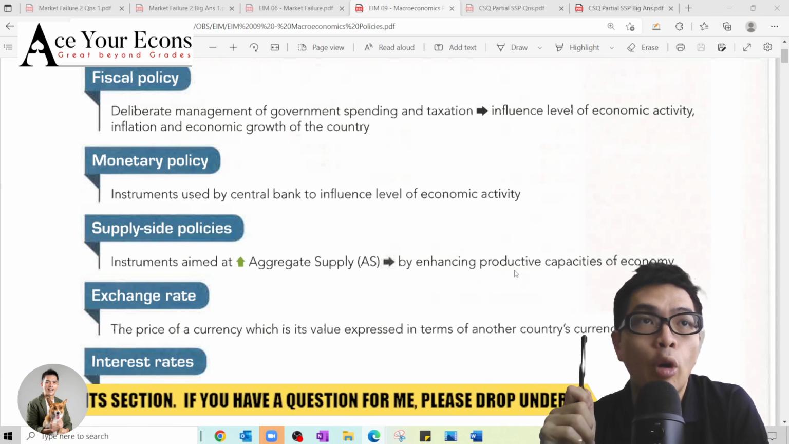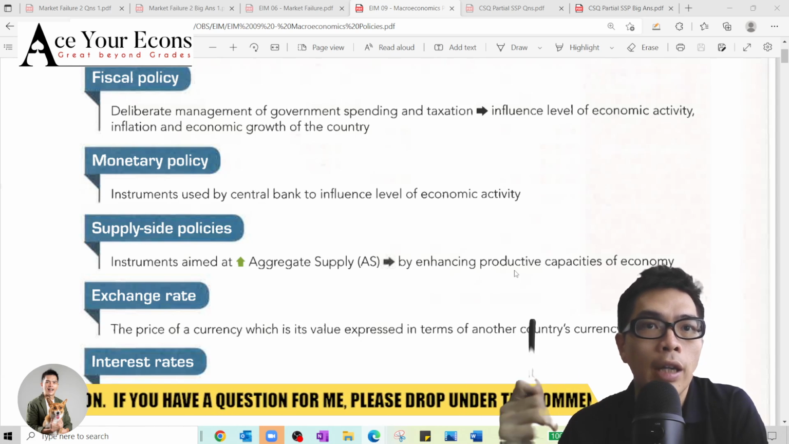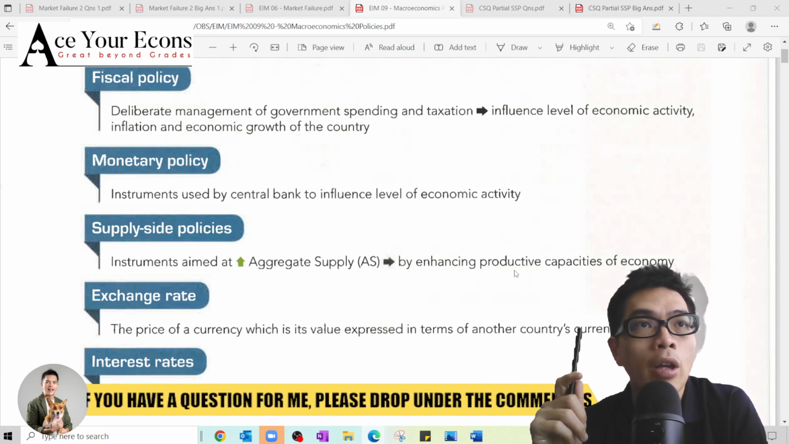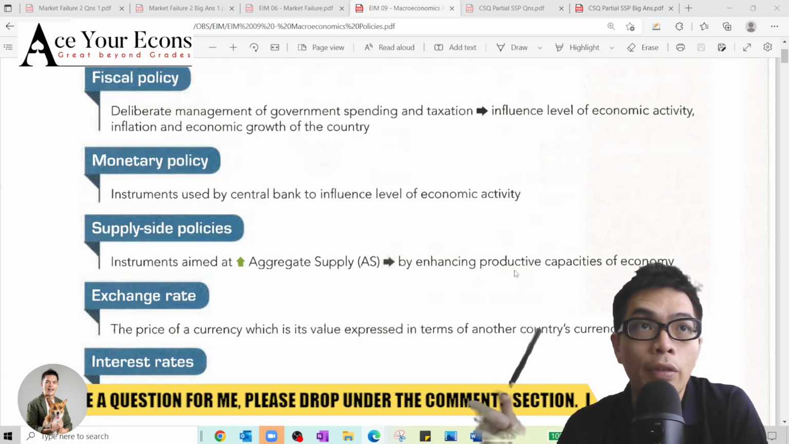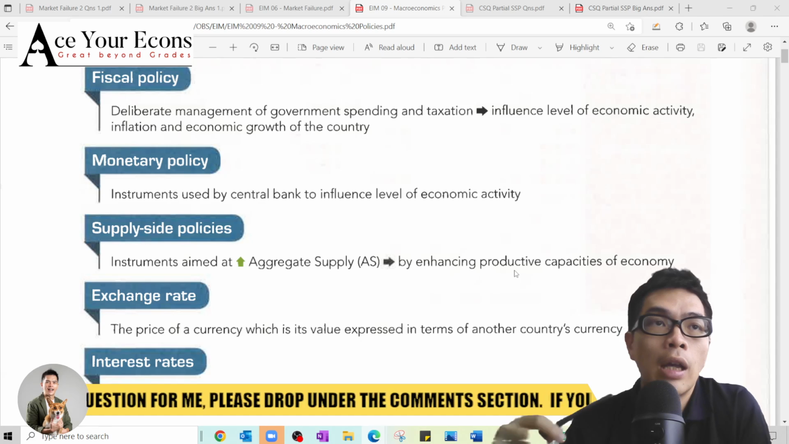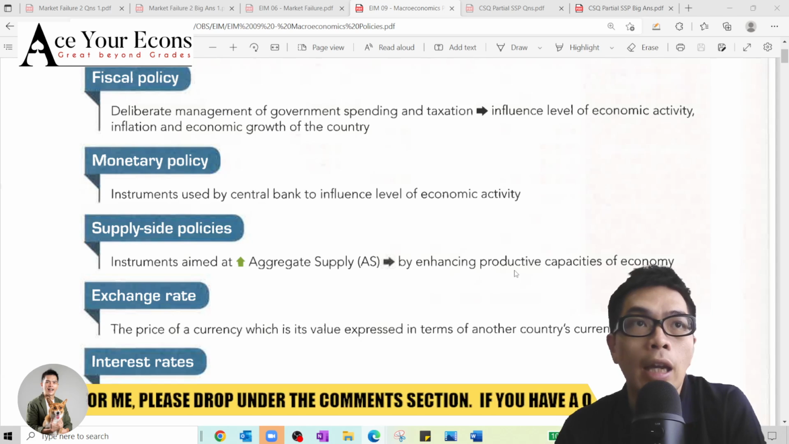But like I've said, in modern days, there are supply side policies that are centric around SRAS. So your objective is to look out for effects on LRAS first before considering SRAS. And there are some policies that affect both SRAS and LRAS. I will show you that.